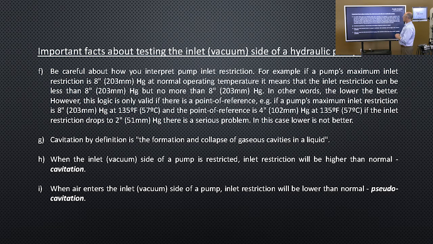However, this logic is only valid if there's a point of reference. For example, if a pump's maximum inlet restriction is 8 inches of mercury at 135 degrees Fahrenheit, and the point of reference is 4 inches at 135 degrees Fahrenheit, if the inlet restriction drops to 2 inches of mercury, as we've just witnessed on the cavitation simulator, there is a serious problem. In this case, lower is definitely not better.